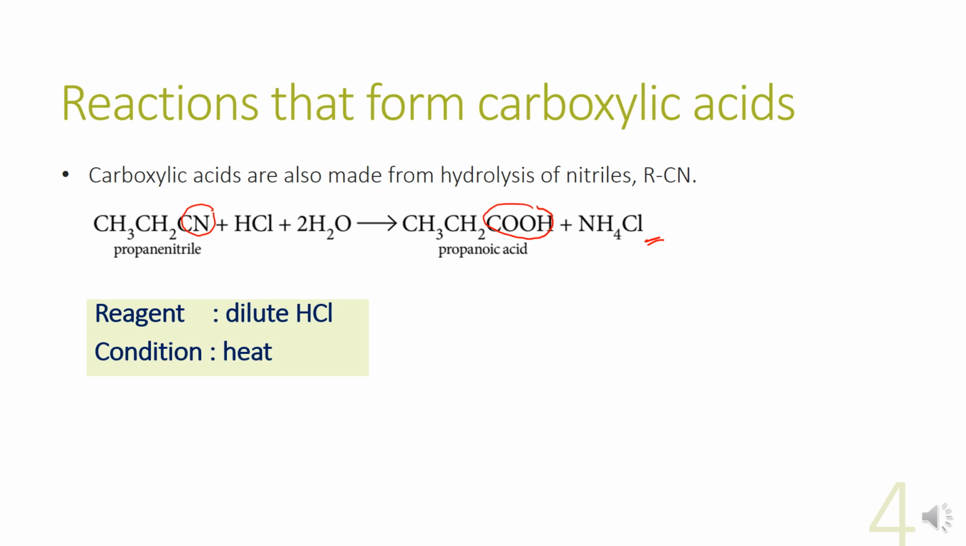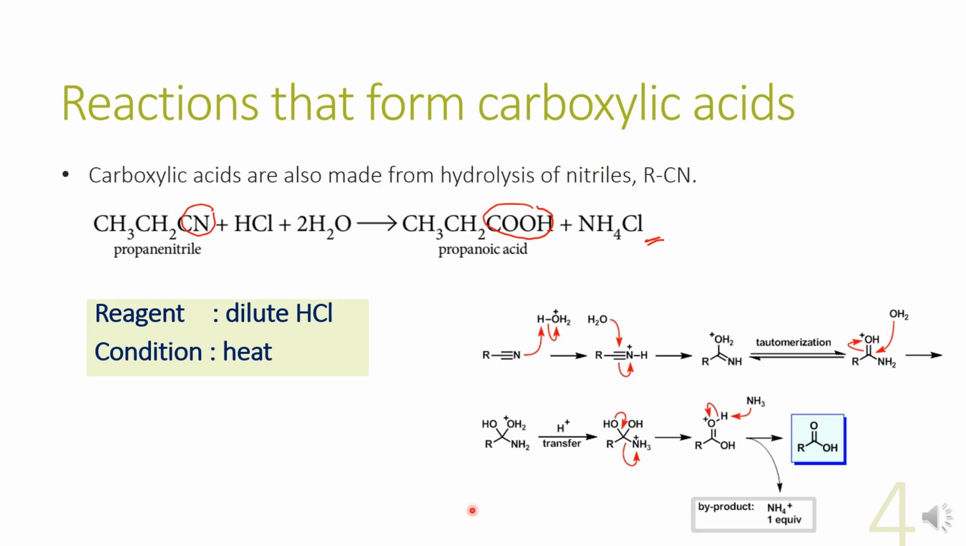Okay, the reagent that is needed for this hydrolysis process is dilute HCl, because dilute means that this HCl is dissolved in a larger amount of water, right? So dilute HCl means you have the HCl and you have the water, which is just shown here. And the condition is you need heat for the reaction to proceed. Next is the mechanism, but this mechanism again is just additional. You may want to know how the electrons move and what the intermediate products are, but it is not necessary for this particular reaction.